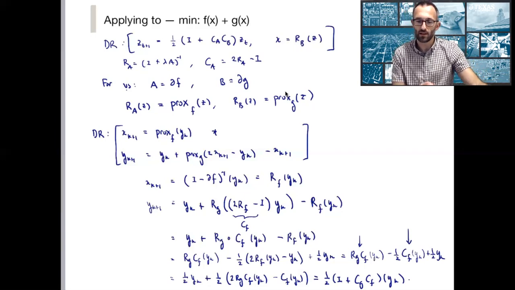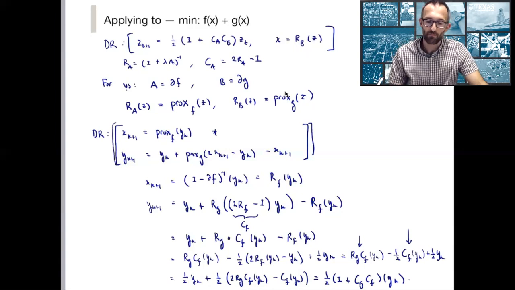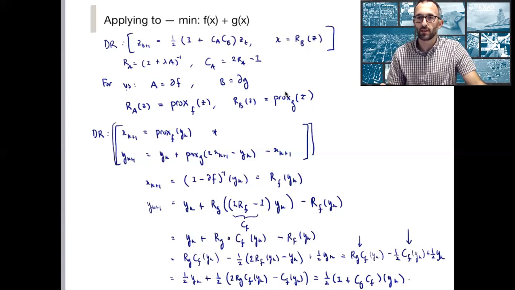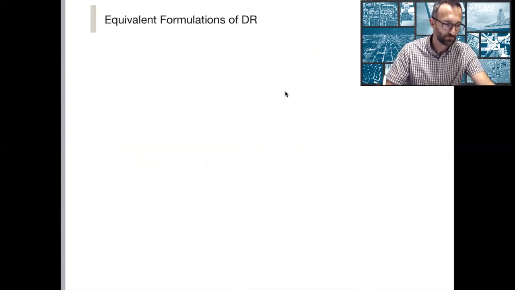So this is precisely what we have. The Douglas-Rachford algorithm is exactly equivalent to this form. It's really nothing more than the composition of the Cayley operators that correspond to the subdifferential of f and the subdifferential of g in a damped or averaged iteration. Let's give a few equivalent formulations of the DR algorithm.